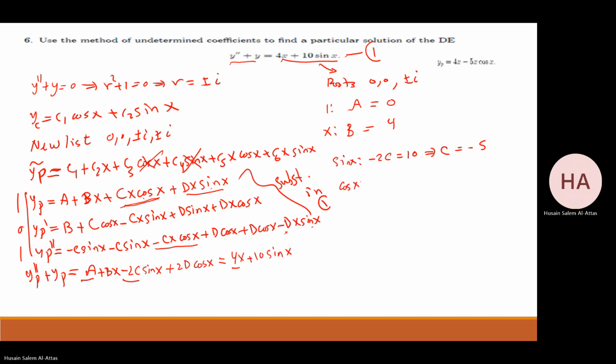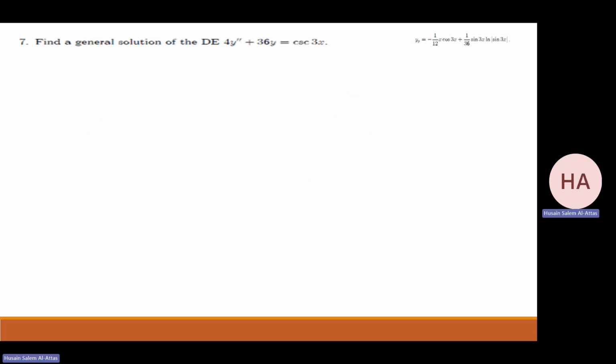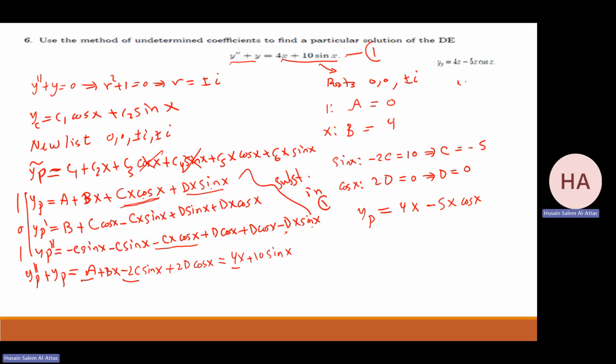Cosine X. What will be the coefficient? I have 2D, and the other side, it's 0. So D equals 0. So what is YP? This is what I'm looking for. A is 0. B times X, 4X. C times X cosine X, C is minus 5, so I have minus 5 X cosine X. And D is 0. Done. So I have this, which is the answer.